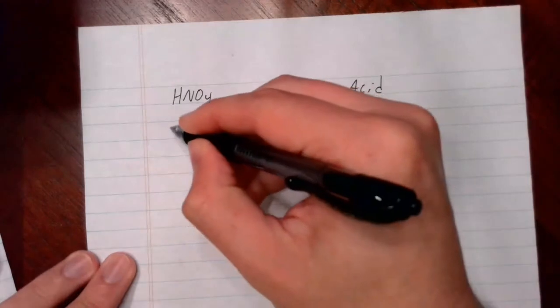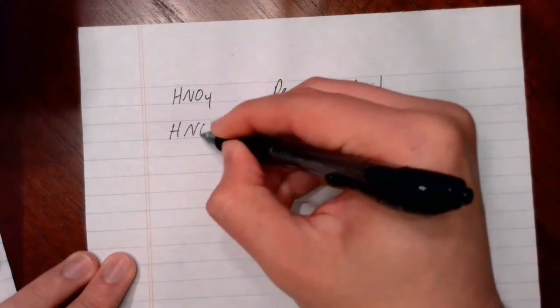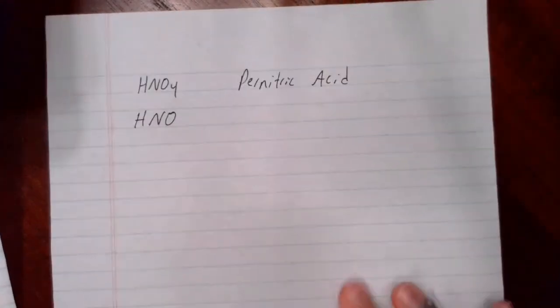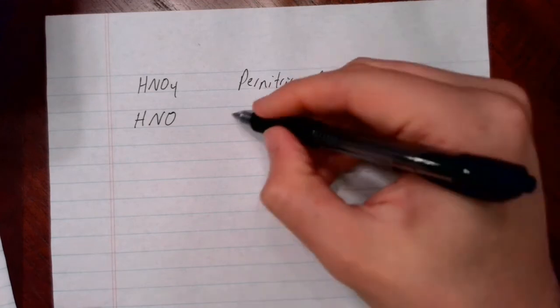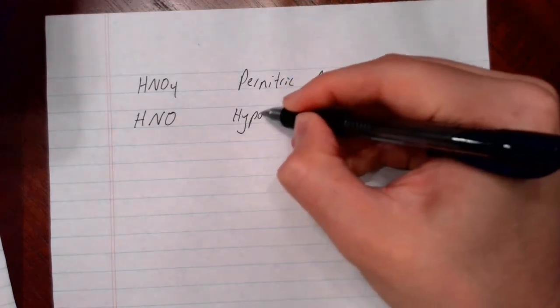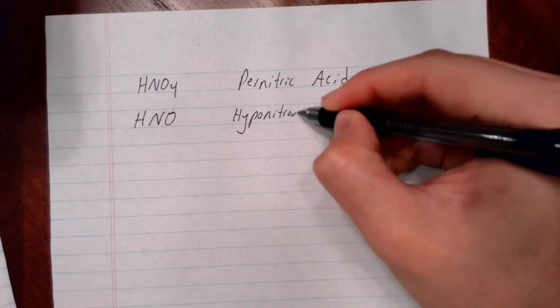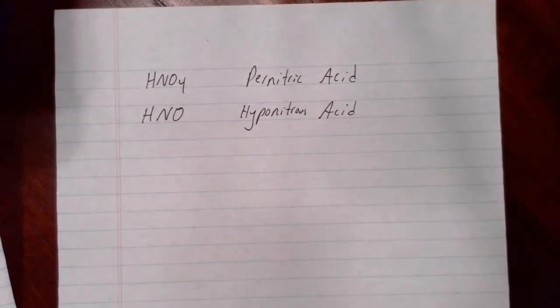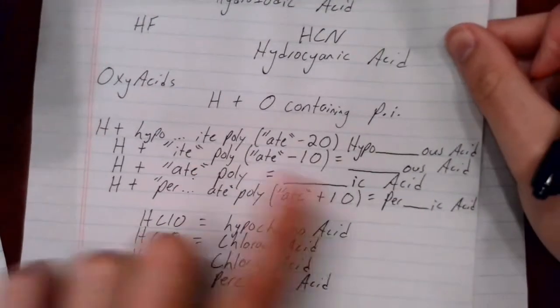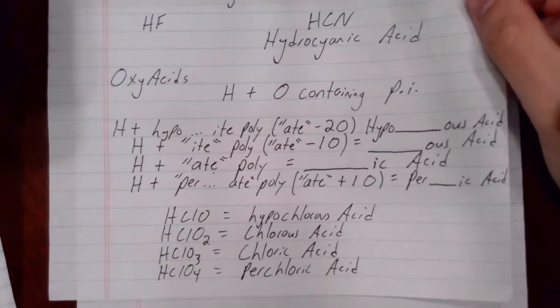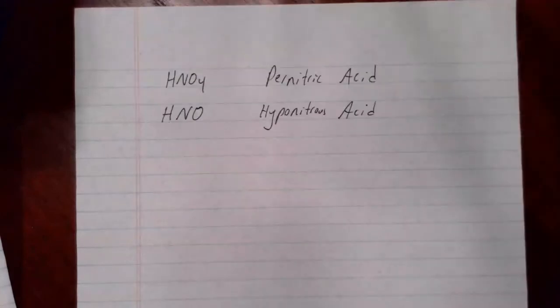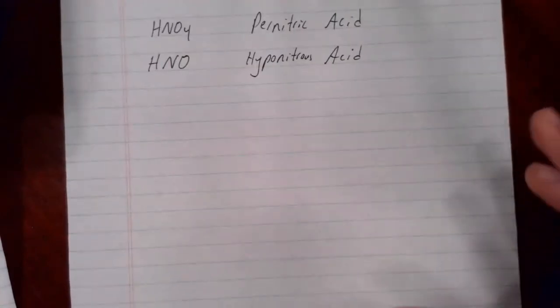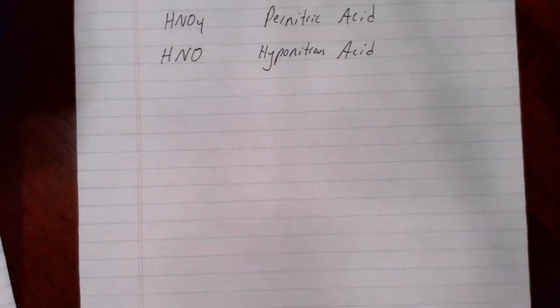Or if I had HNO, and that's it, HNO. Nitrate is NO3, so to go from NO3 to NO, you have to subtract 2 oxygens. So I name this hyponitrous acid. These rules are a little bit tricky, so you have to really memorize these rules. We'll do quite a bit of practice, but you really have to commit these rules to memory in order to get these right. So let's practice a few going from the names to the formulas.